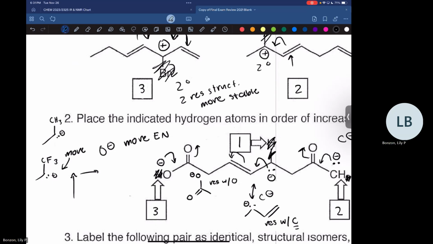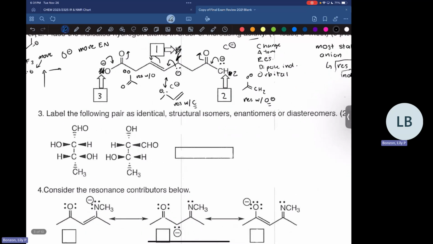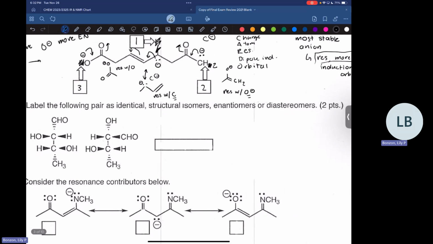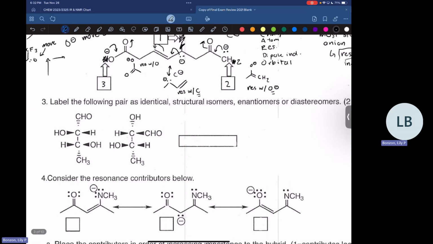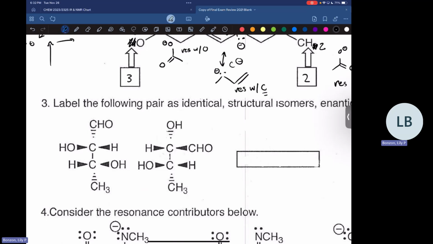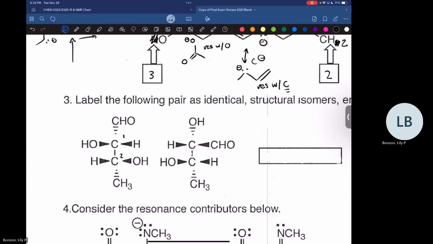Yeah. So I'm going to go ahead and move on to question 3. If you're kind of rusty at the identical, structural isomer, enantiomer, diastereomer questions, I suggest you review it. For me, the easiest way to go about these, especially if they have 1 or 2 chiral centers, is to just assign the R and S for each of the carbons. I'm just going to label them as 1 and 2.